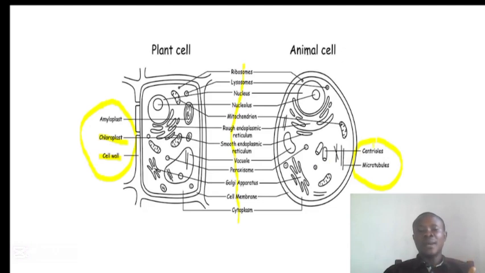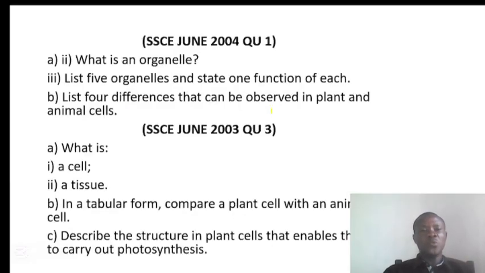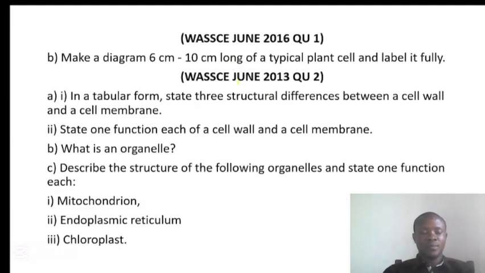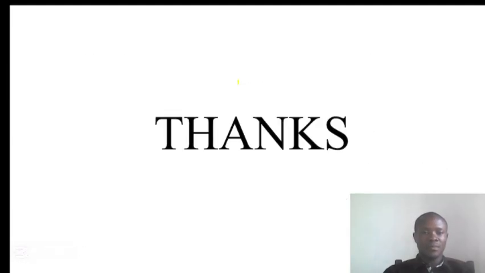But in the case of the animal cell, we have the centriole that is found only in the animal cell, not in the plant cell. We have microtubules that are found only in the animal cell, not in the plant cell. So you have to pause, look at this diagram, and try to label it by yourself. If you listened well and you want to know how far you have understood this topic, look at these past questions and try to answer them. You can pause and answer them. Thank you.